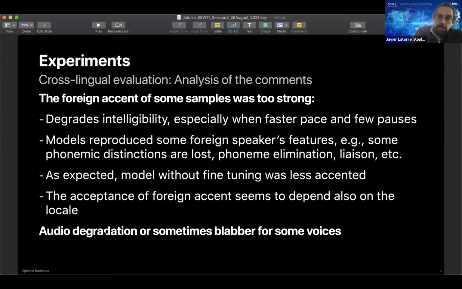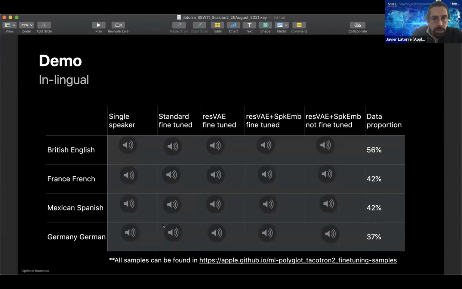Finally, we also had some small degradation or blabber for some of the voices in cross-lingual synthesis that was almost not existing in the monolingual synthesis. So I will play a demo. I will only play the British English unless there is some requirement. So that will be with a single speaker. I play in order. So for this, we had the fine-tuned models. Sorry, the multi-speaker model used 56% of the data used in the single speaker.